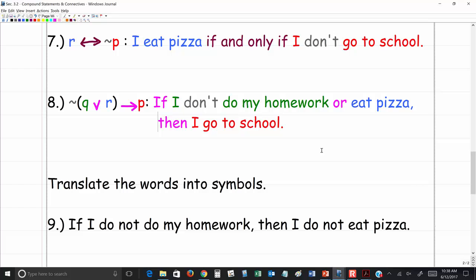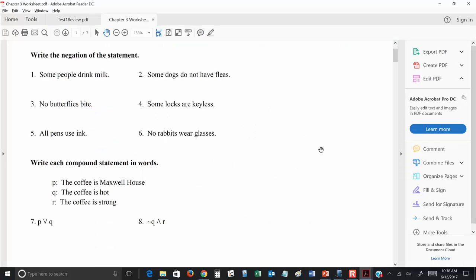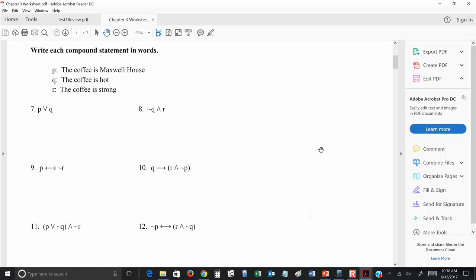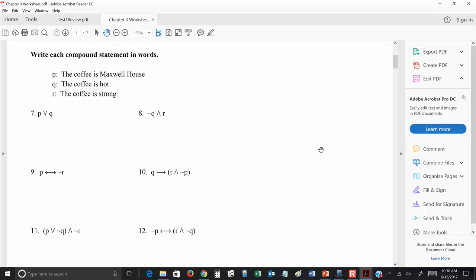Okay, so let's maybe take a worksheet break right there. Go ahead and, let's see, that would be number 7 through 12. We could work on those.